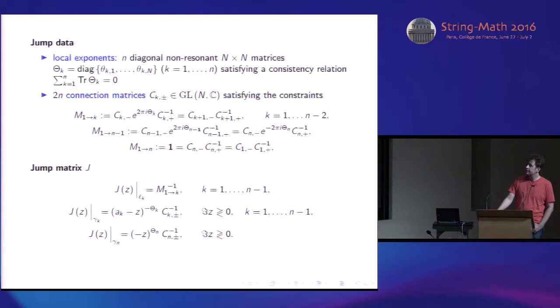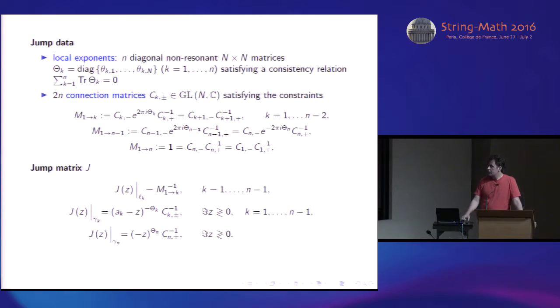The second part is the jump matrix. In order to define it, we have to prepare some data. First of all, we need a collection of diagonal non-resonant n by n matrices, which I denote theta. Later on, they will play the role of local monodromy exponents for the fundamental matrix solution of our Fuchsian system. And then we also need 2n connection matrices, where small n is supposed to be the number of regular singularities, which satisfy some consistency relations. These connection matrices contain the rest of the monodromy data, such as this Darboux coordinate sigma and eta.